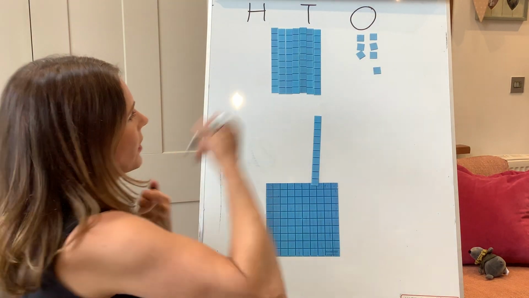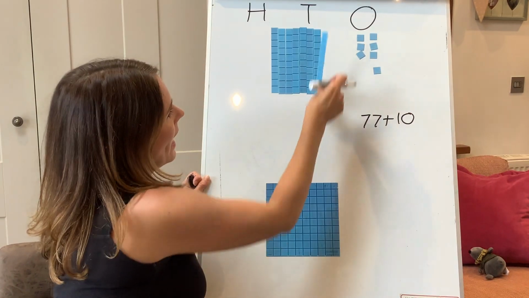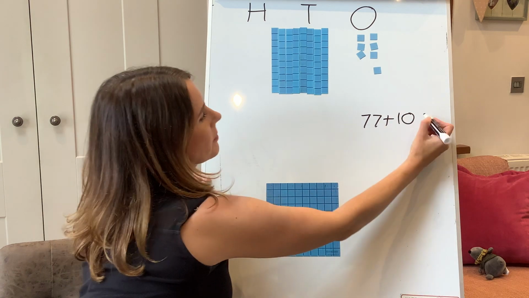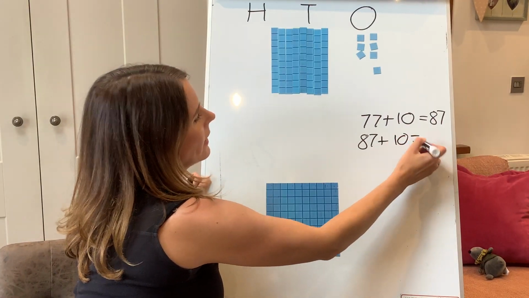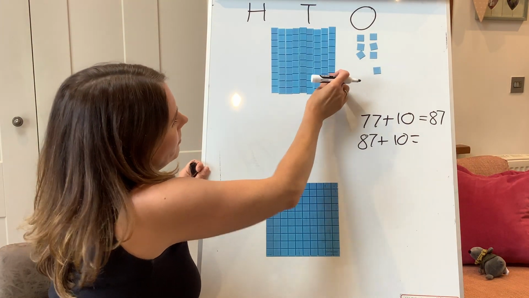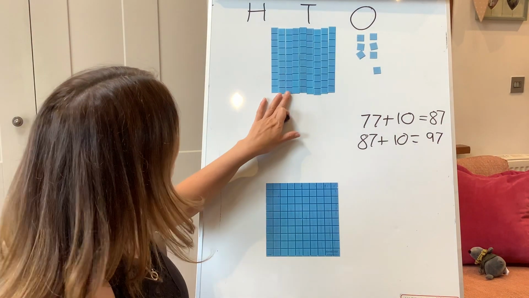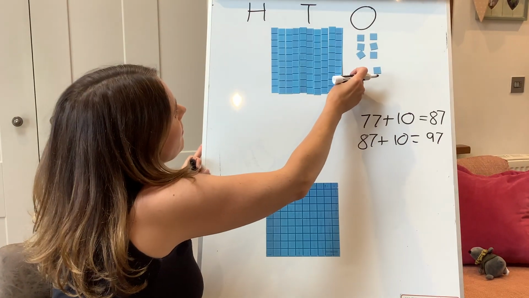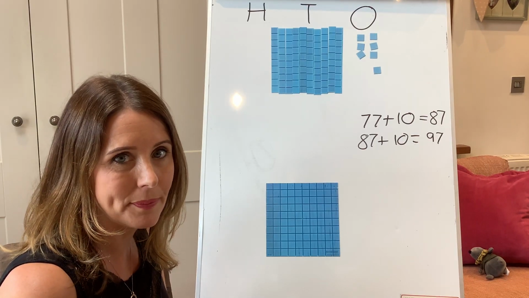Now 77, if we add 10 on, will become 87. And if we have 87 add 10, that will become 97. And if we add on another 10, what will we have now? Have a think about that one.